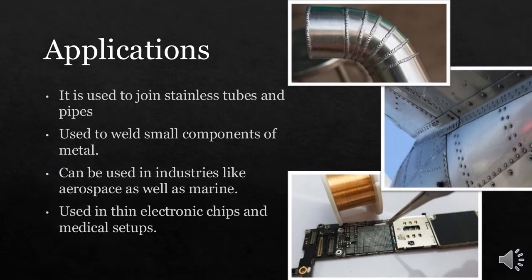There are some applications of plasma arc welding. First, it is used to join stainless steel tubes and pipes. Second, used to weld small components of metal. Third, can be used in industries like aerospace as well as marine, and then used in thin electronic chips and medical setup.